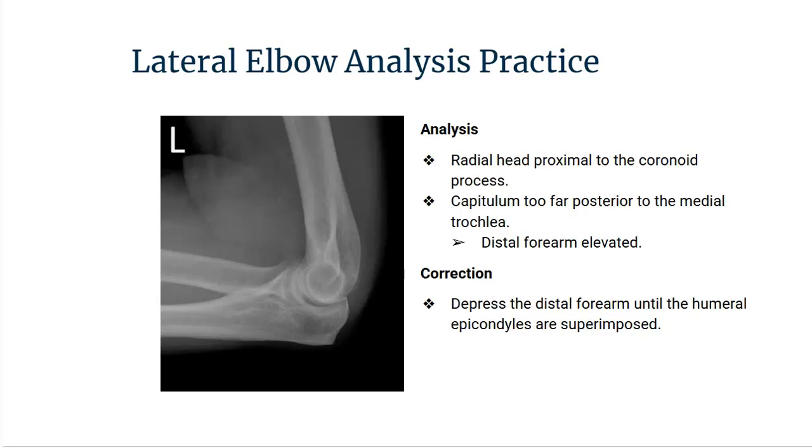This should indicate to you that my humerus is in the same plane, but I have a distal forearm elevation problem. And so in this projection, the hand is basically higher than the elbow. This pushes that anatomy more proximal. To correct this, we need to get that distal forearm depressed until the humeral epicondyles are superimposed.